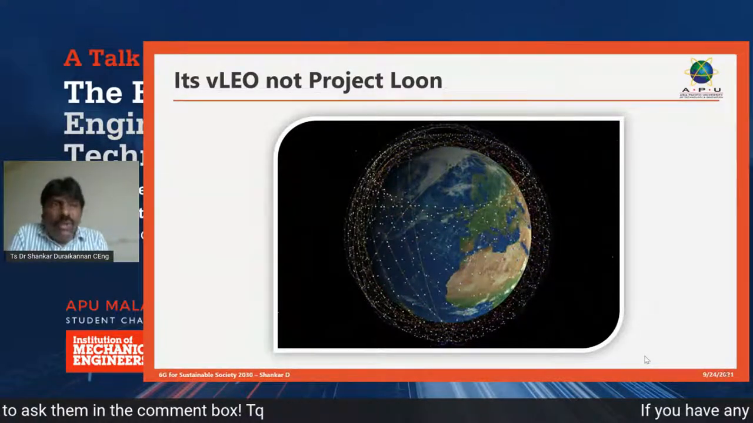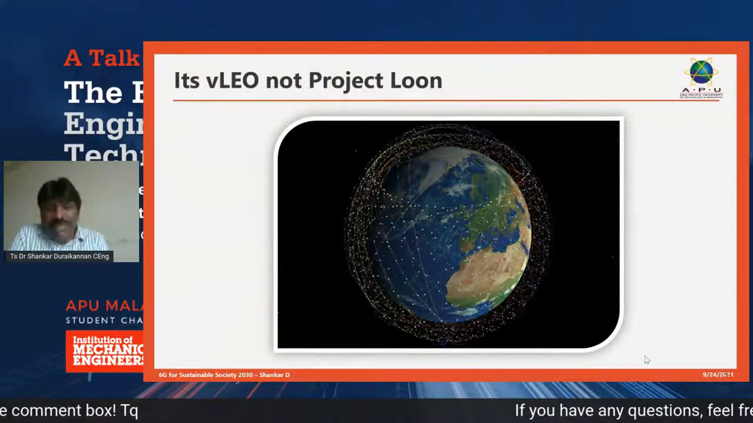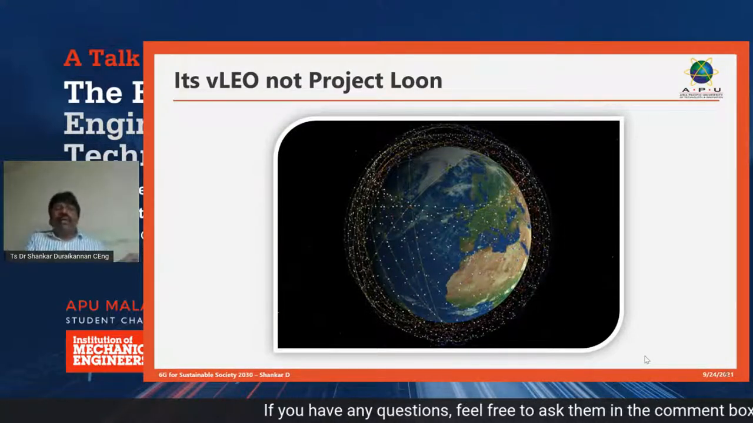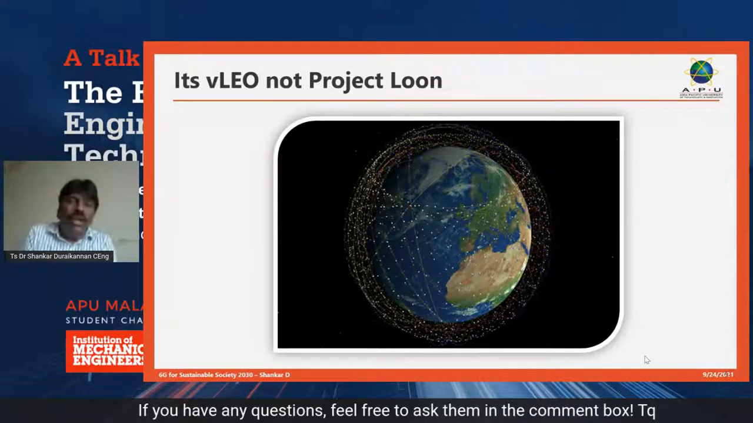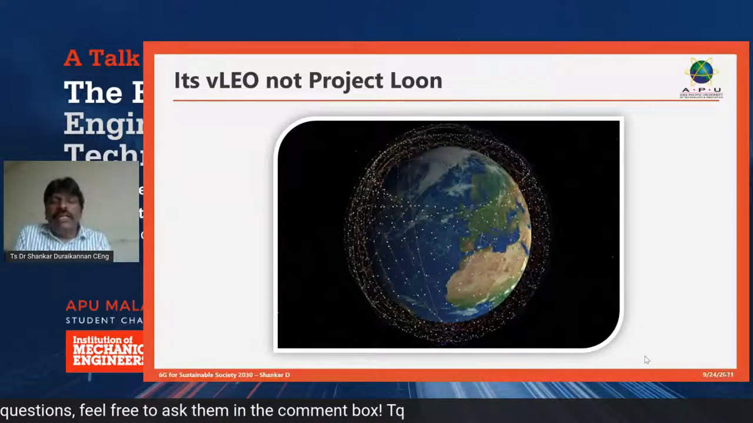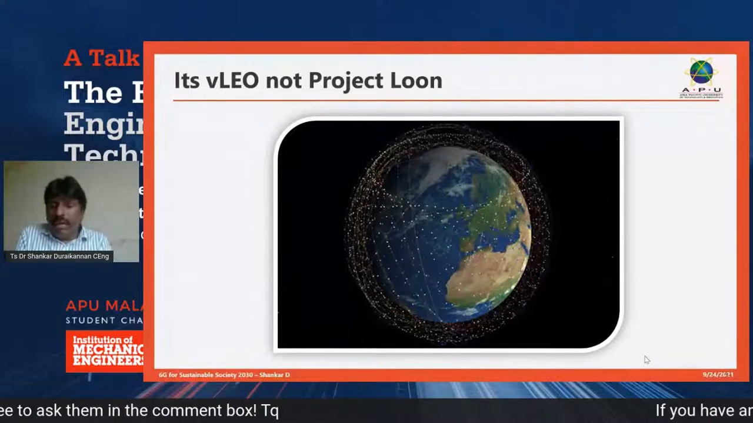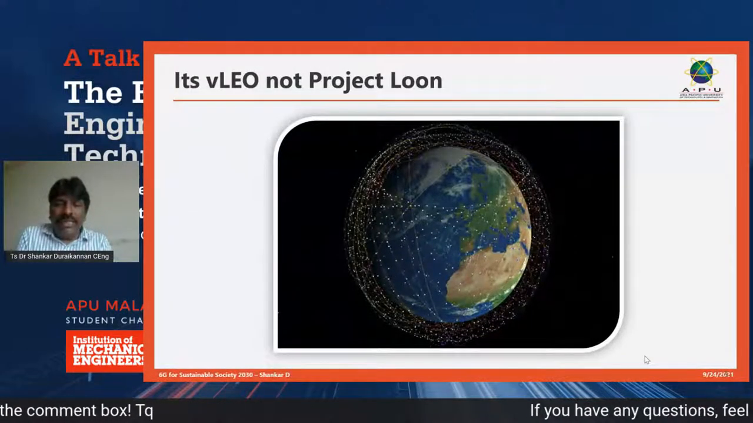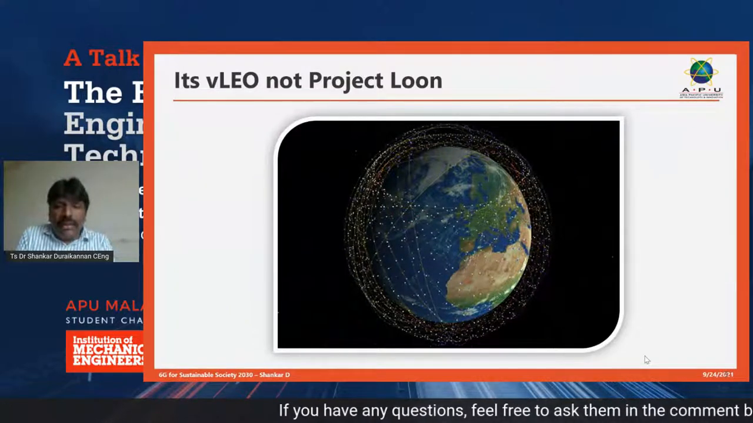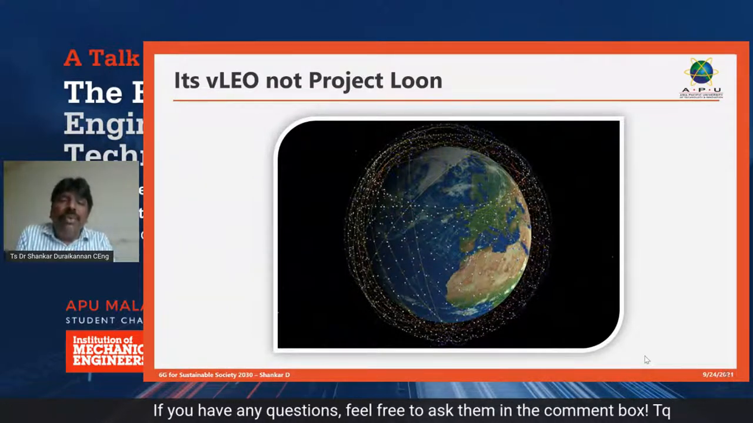Even today there might be 20 to 30 satellites, 50, 60 satellites launched at the very lower Earth orbit. VLEO is basically very low Earth orbit satellites. It's a cluster of very disciplined moving satellites, like a military, going around the Earth at around 100 kilometers above the Earth.